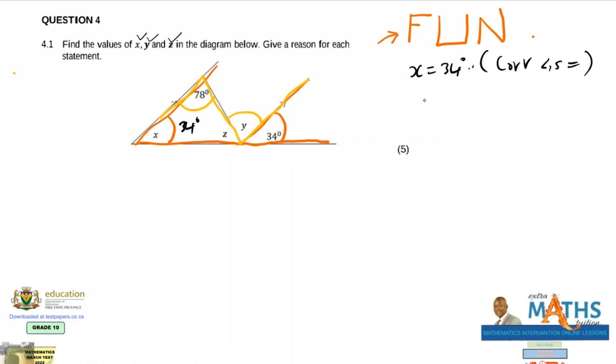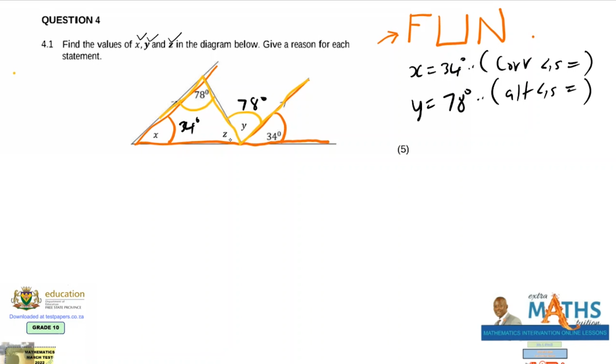It means we say what? Y is equal to 78 degrees. Why we say so? It's alternating angles which are equal. Then let me write the value of y down, which is 78 degrees.